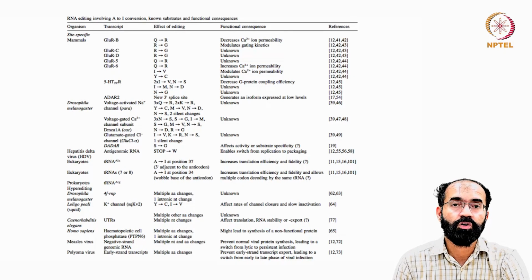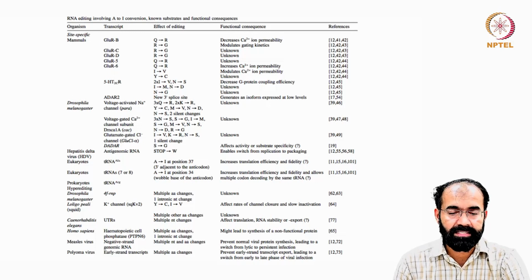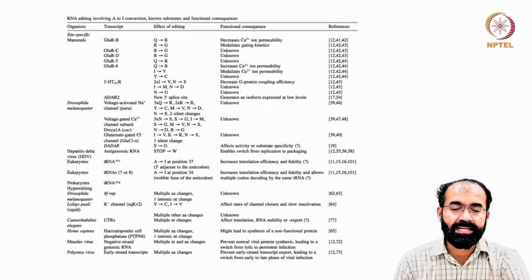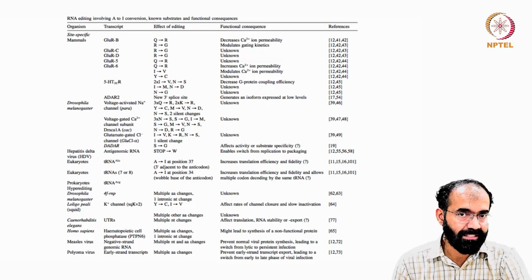Q to R means glutamine to arginine. R to G means arginine to glycine. Like that it goes, because the 20 amino acids also have a single letter code. And you also see the functional consequences, such as decreased calcium ion permeability in one case. Like that you can see the whole list, but showing this list is not for memorizing purposes.